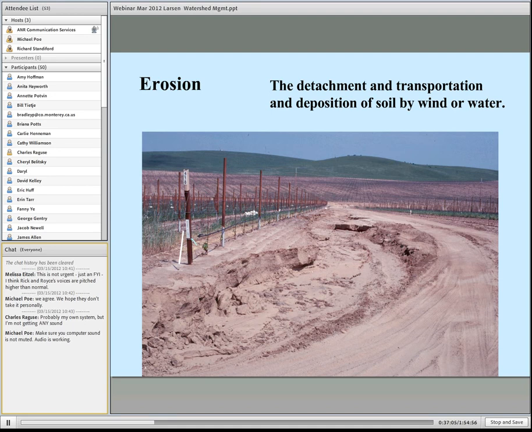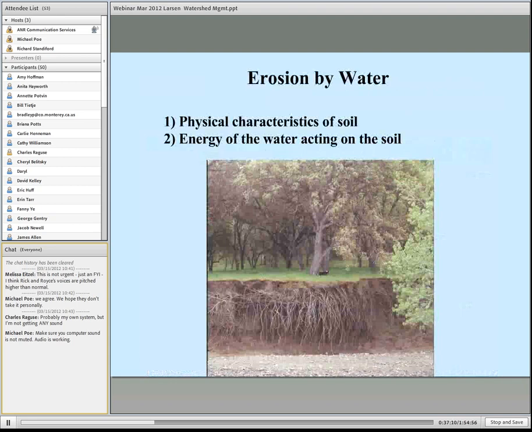In erosion by water, there's a couple of things that are really important. One is the physical characteristics of the soil itself. Is it a sandy soil or a clay soil? How much organic matter is there? What is the aggregate stability? What is its ability to resist the energy that is coming to it? And then, of course, that other most important idea there is that energy of the water acting on the soil.